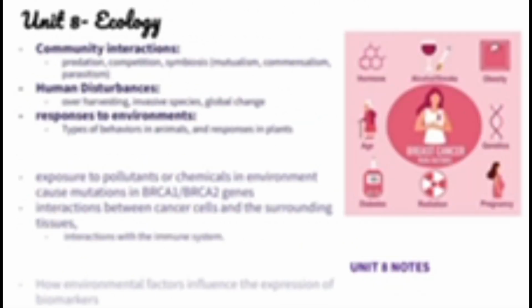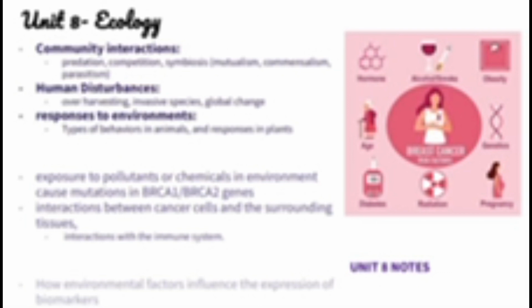Okay, and Unit 8, which is ecology. Generally, this unit covers community interactions: predation, competition, and symbiosis. There's mutualism, commensalism, and parasitism. Mutualism is where both benefit, commensalism is where one benefits and the other is unaffected, and parasitism is where one benefits and the other doesn't.